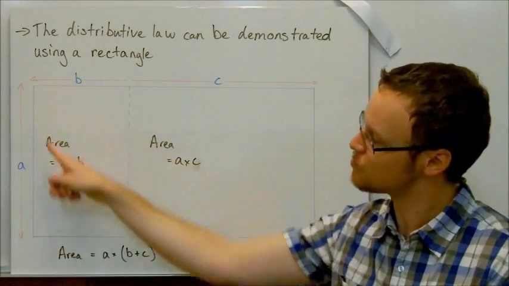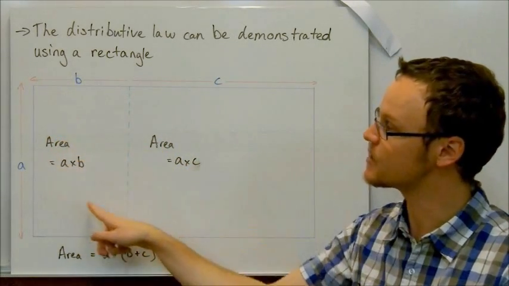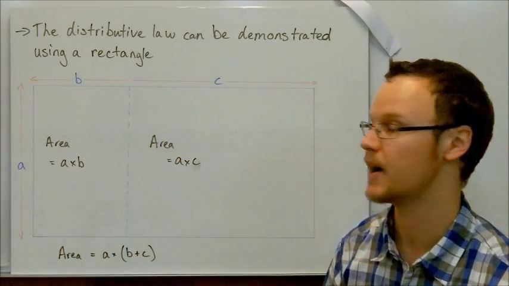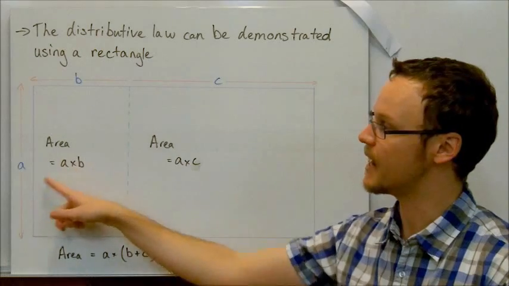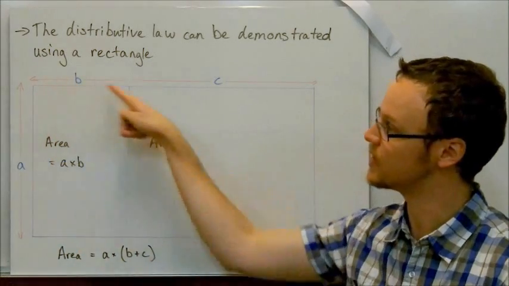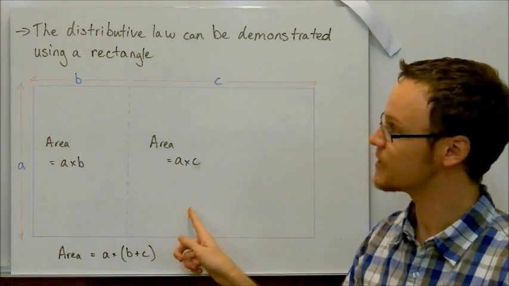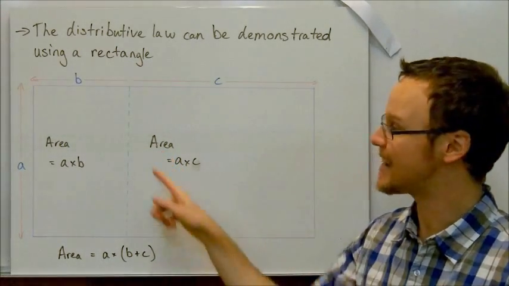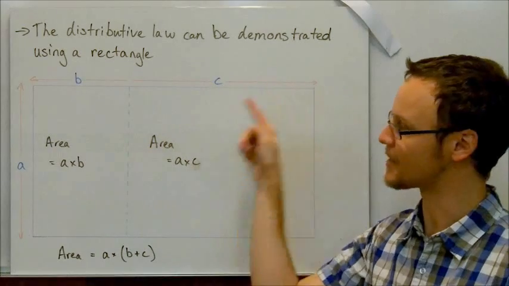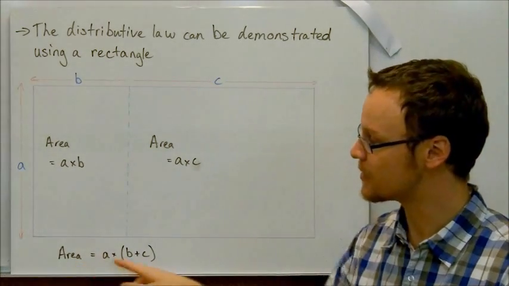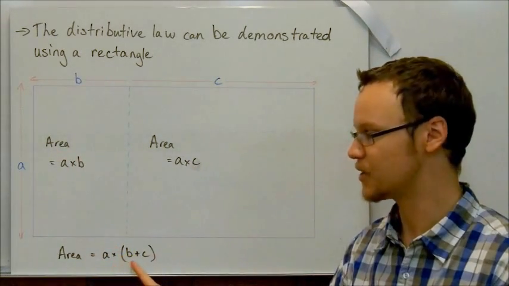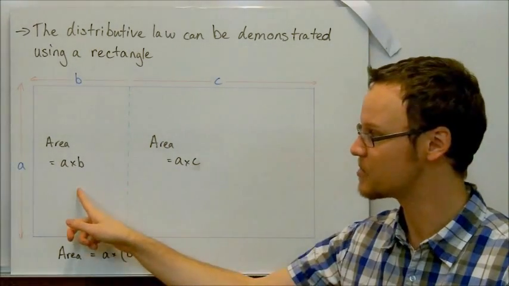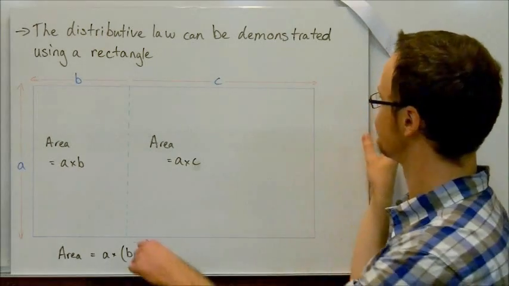If we look at just one of those parts, this smaller rectangle made up as part of the bigger rectangle, the area is A times B, length times width. This other rectangle that's part of the bigger rectangle has an area of A times C, length times width. So we can see that the area of the total one, A times B plus C, is equal to adding these two together, A times B plus A times C.